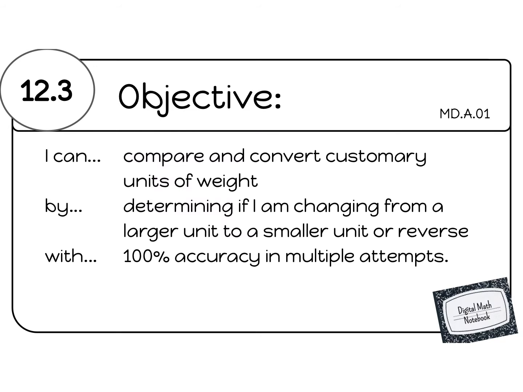The objective for today's lesson is: I can compare and convert customary units of weight by determining if I am changing from a larger unit to a smaller unit or reverse with 100% accuracy in multiple attempts. Please pause now to write the I can and by statement in your digital math notebook.